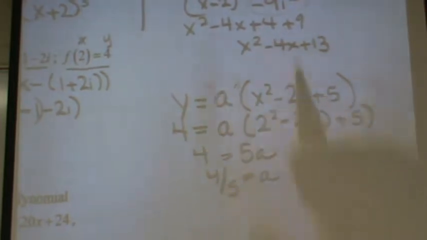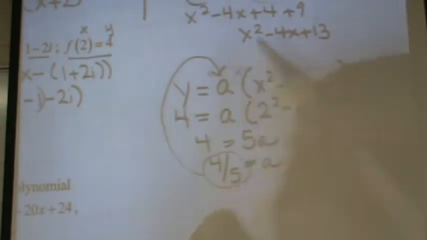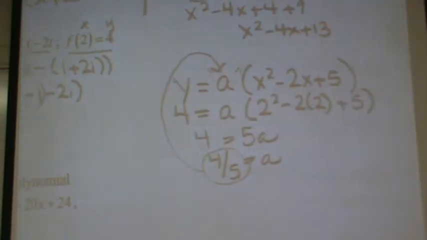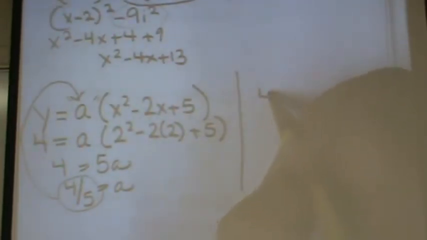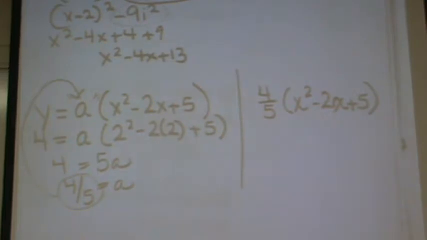So now, what's our final answer? All you need to do, guys, is go back and put this right back here, and I don't care if you distribute that 4/5. So your best answer for me is going to be 4/5 times x squared minus 2x plus 5. Can you do that? Okay. Your test will look a lot like this.